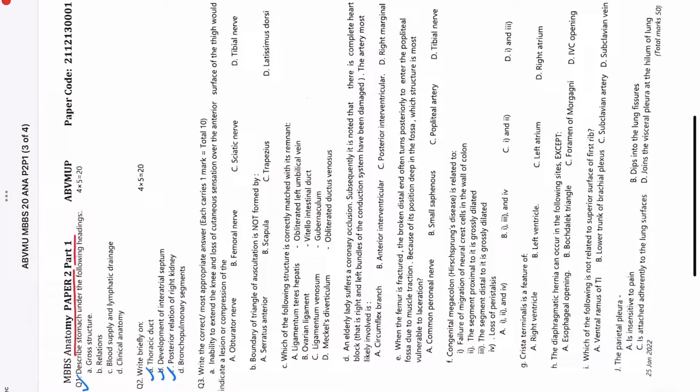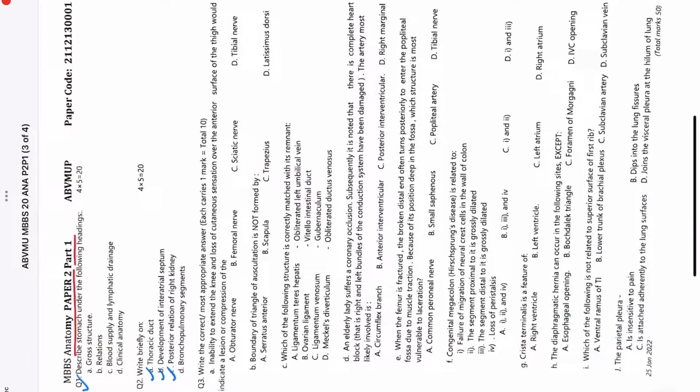Then its posterior relations to the right kidney. This also is very important. You'll have to draw the diagrams. And the important thing that the examiner checks in this is whether you have drawn the 11th rib or not, because that's the point of differentiating between the posterior relations of the right and the left kidney.